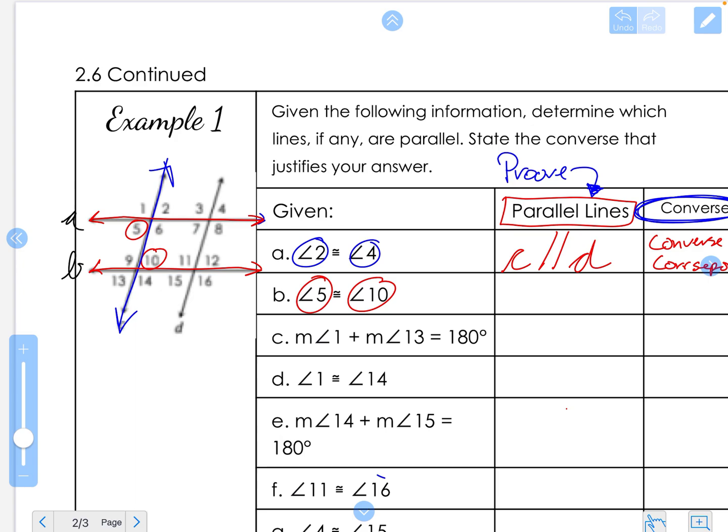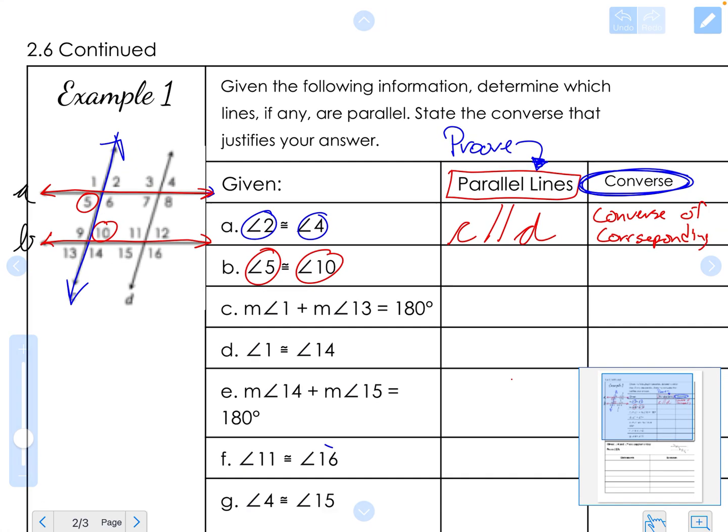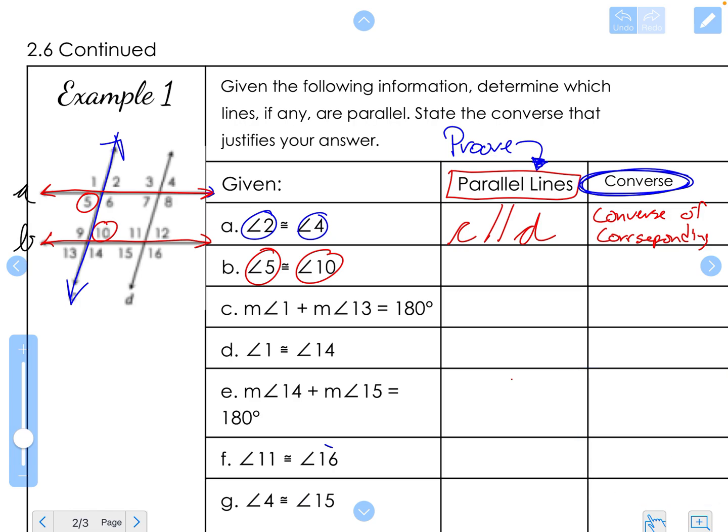So again, we know that 5 and 10 are congruent. Because we know they're congruent, we're going to use the converse of alternate interior angles, and I'm going to abbreviate it because I've got almost no space to write. And again, we said that since those two angles are on line C, C is our transversal, that means that A is parallel to B.